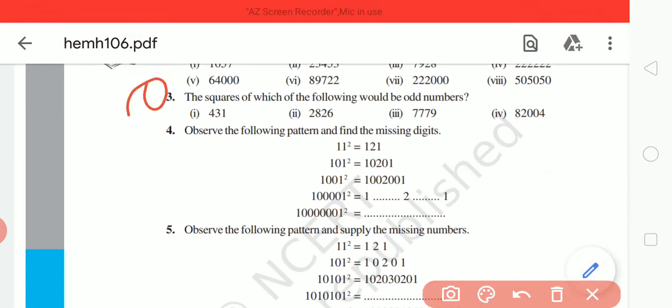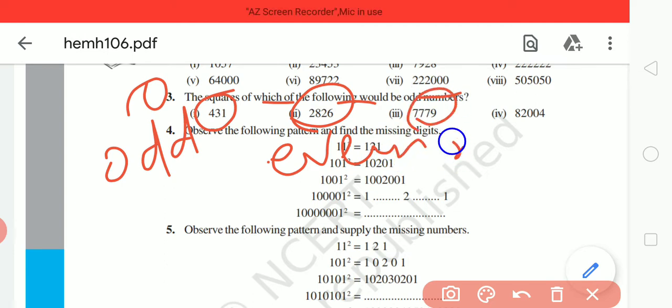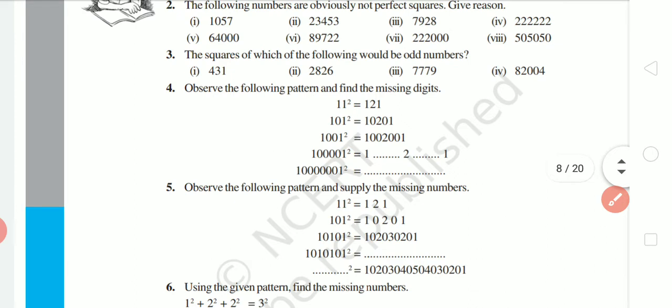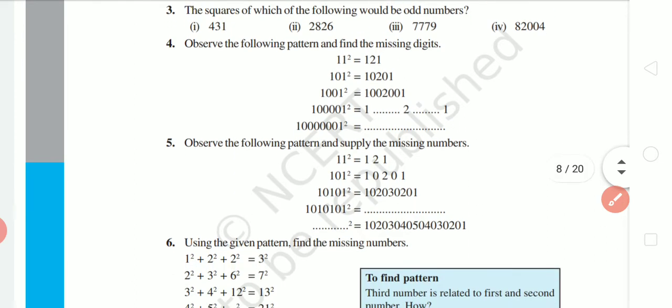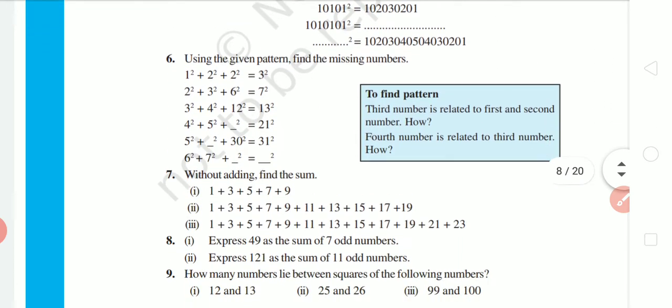The square of which of the following would be an odd number? The square of an odd number is odd and the square of an even number is even. So it is odd, so the square of an odd number is odd. It is even, so the square will be even. It is odd, so the square will be odd. It is even, so the square will be even, right? Now patterns I will leave for you. This is a very joyful thing for you. Question number 4 and 5 you will do by yourself.